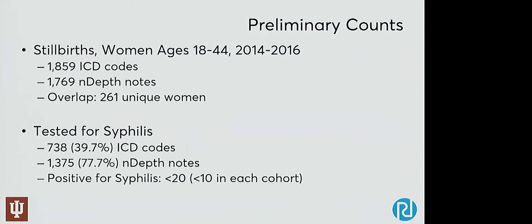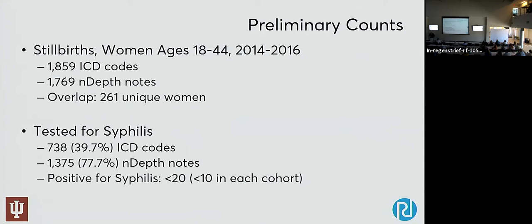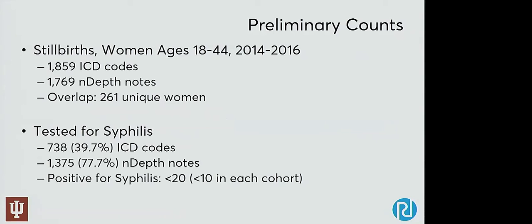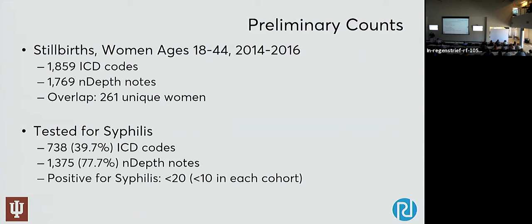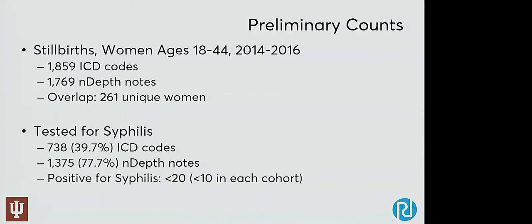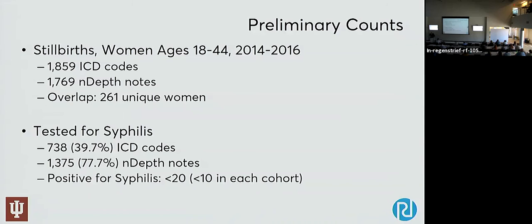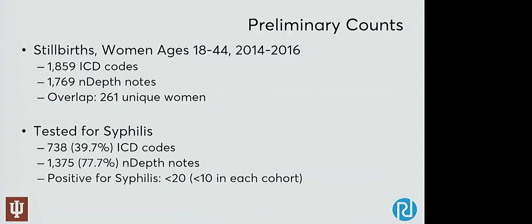The preliminary counts on the stillbirth side, we identified about 2,000 codes during the 3-year time frame from the ICD codes and an equal number from in-depth notes, and interestingly, the overlap is only 261. So this is a little scary. So we definitely want to confirm that all these things that we find through in-depth are accurate, because if they are, this is a game changer for how we might report for public health going forward.